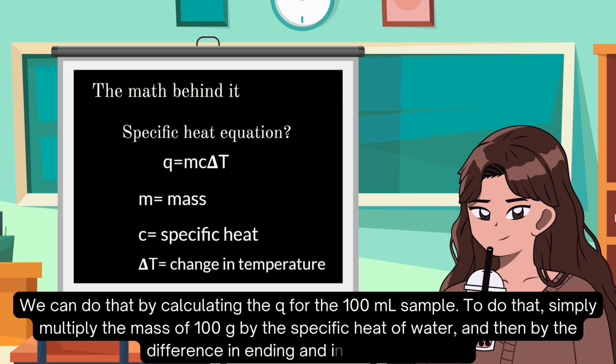We can do that by calculating the Q for the 100 milliliter sample. To do that, simply multiply the mass of 100 grams by the specific heat of water, and then by the difference in ending and initial temperature.